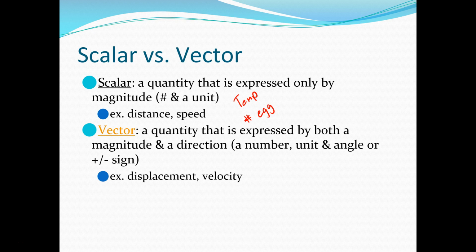Okay, that's a scalar. A vector, on the other hand, is going to be any quantity that's expressed by both a magnitude, so it's going to have that number, and it will have a direction attached to this. What that's going to look like is a number, a unit, and then it also has either an angle or a plus or minus sign, or we might say to the left, to the right. It's going to have some direction associated with that. So one example of this is maybe my velocity is 5 meters per second, but it's going north. This whole thing right here would be a vector because it has a magnitude and it has a direction.